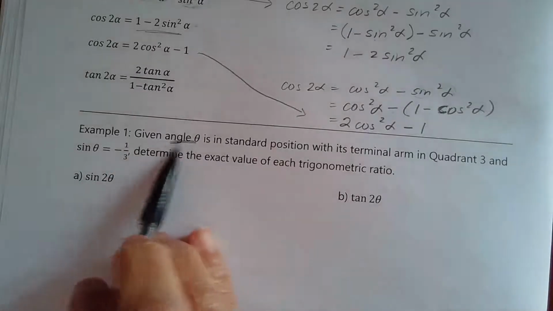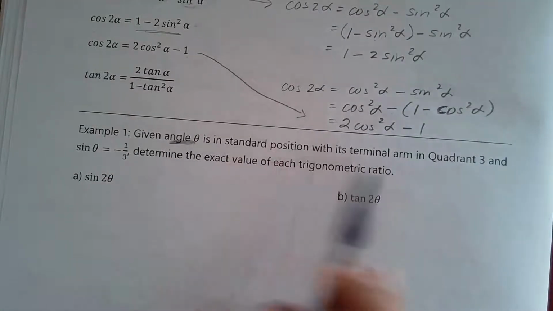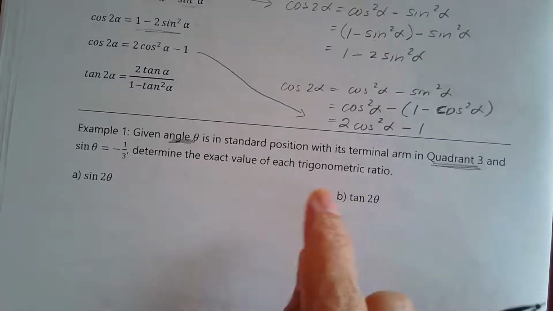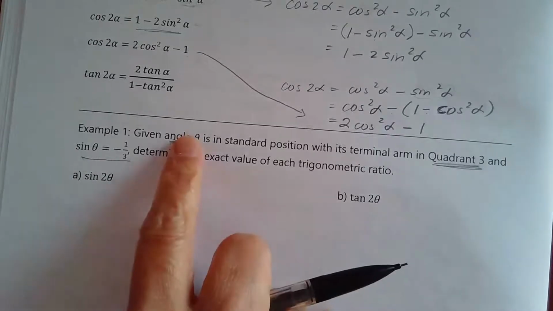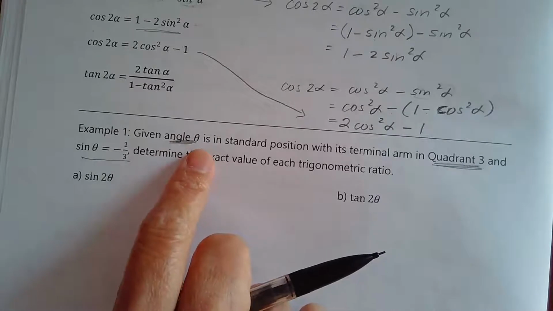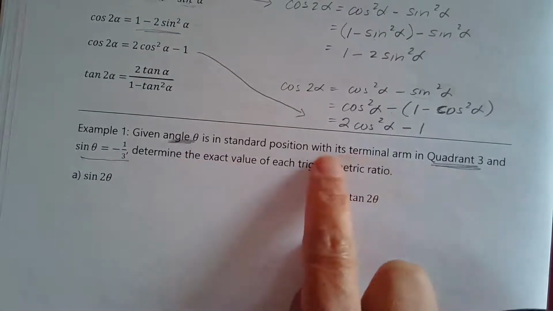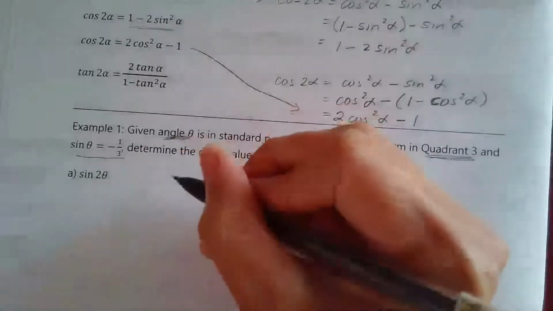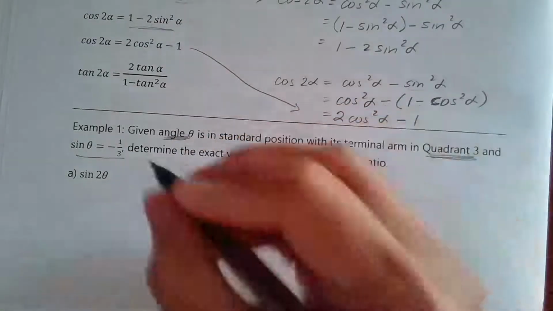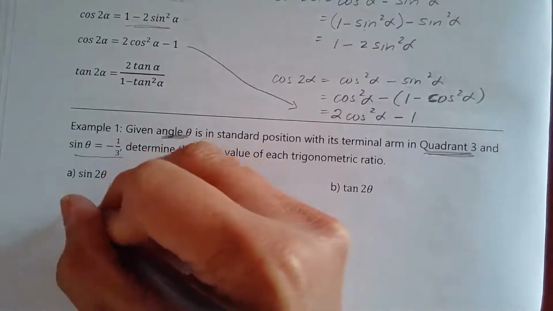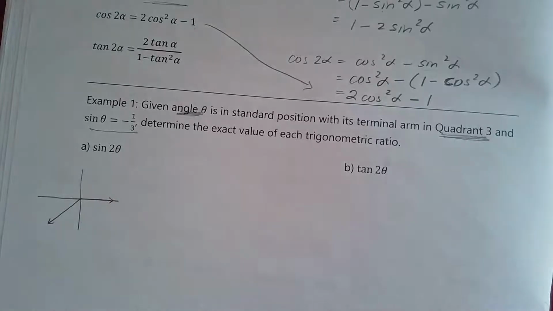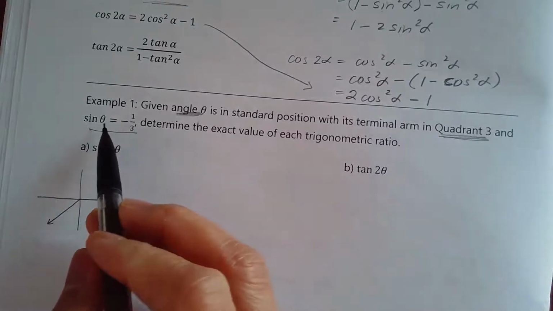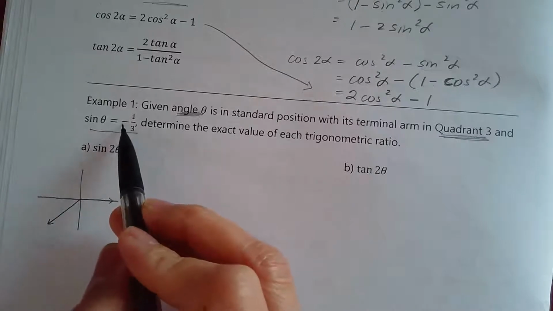Given angle theta in standard position with its terminal arm in quadrant 3, and sine of theta equals negative 1/3. So here's the information about theta: it's in standard position and it ends in quadrant 3. Let's draw that so we have a visual. This is quadrant 3. This is the initial arm, and this is the terminal arm somewhere in quadrant 3. And sine of theta is equal to negative 1/3.